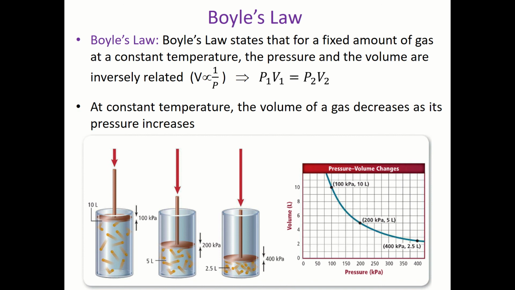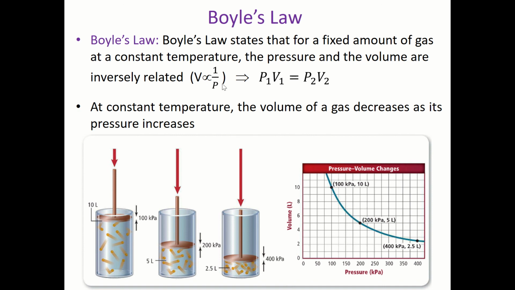So Boyle told us that we have three parameters. We have the pressure, we have the volume, and we have the temperature. But he said, be careful. I want you to keep the temperature constant, and I also want you to keep the amount of the gas constant. So don't add more gas, and don't take any gas out of your container. So if these two conditions are satisfied, then the pressure and the volume will be inversely proportional. It means that if you increase the pressure, the volume decreases. If you decrease the pressure, the volume increases.